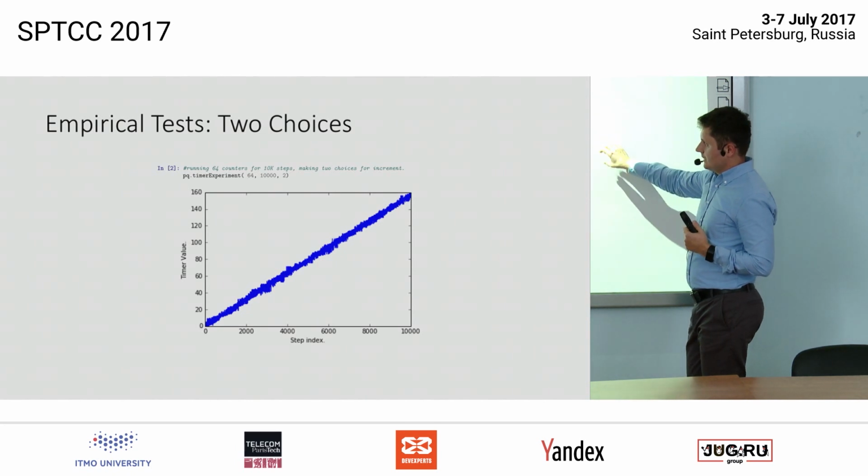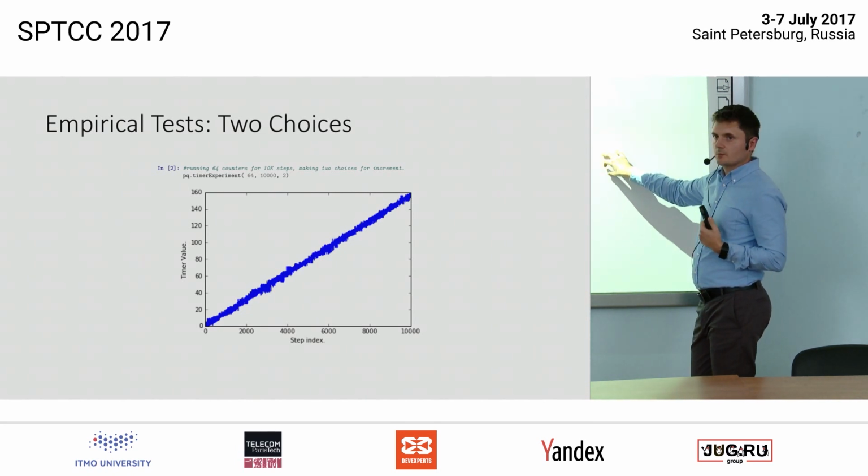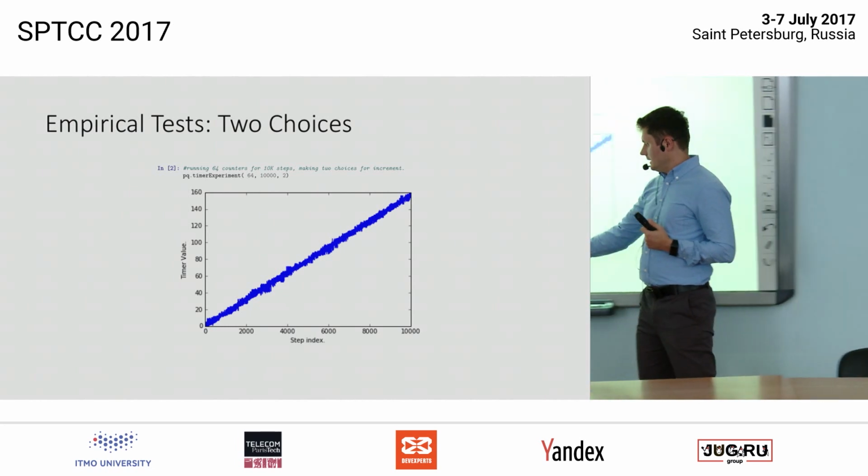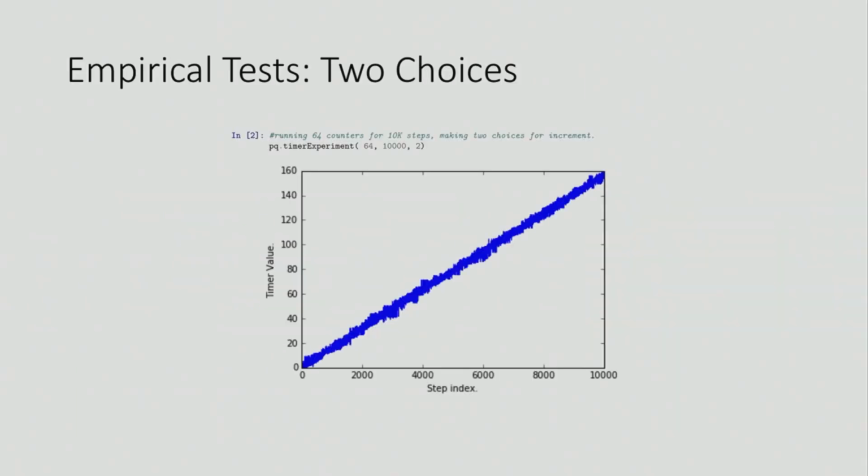So let's look at basically how the timer distribution works. On the x-axis, I take a lot of steps, and this is the value that I read as more and more increments are going on. Notice that a perfect counter would just give me a single line, at 45 degrees here. However, because I have some degree of relaxation, sometimes I get smaller values, sometimes I get larger values.